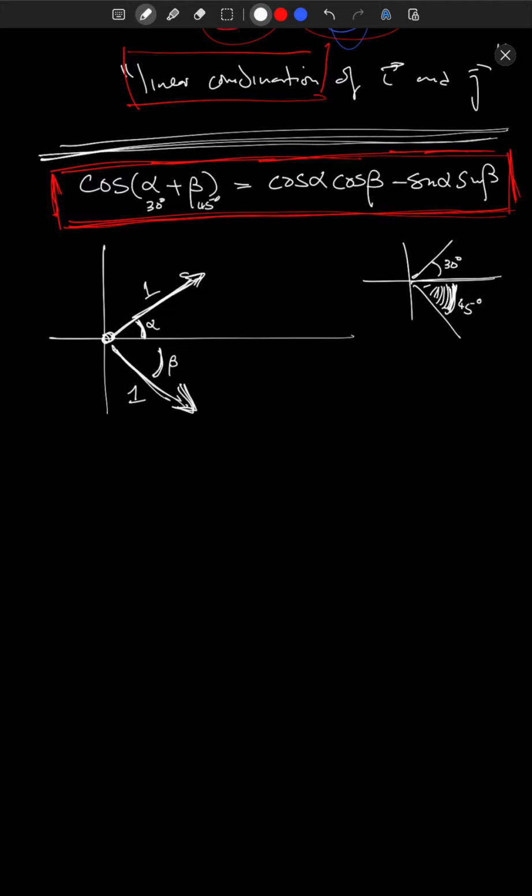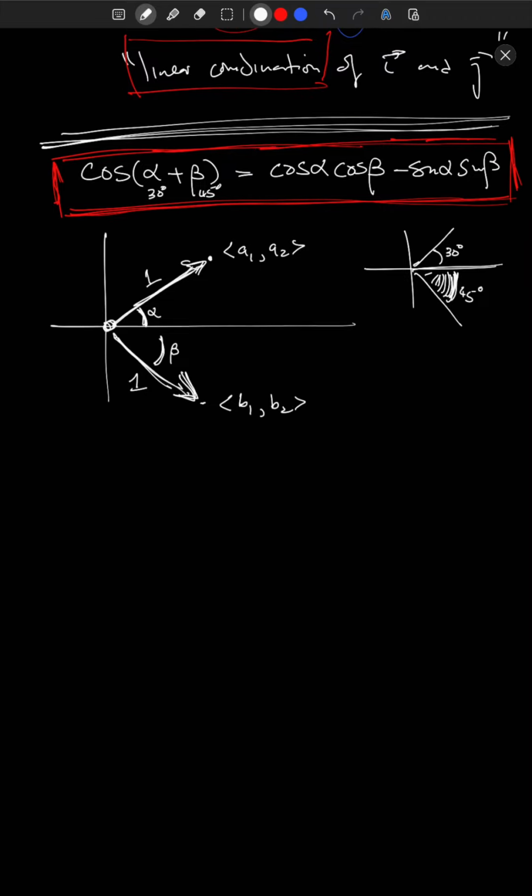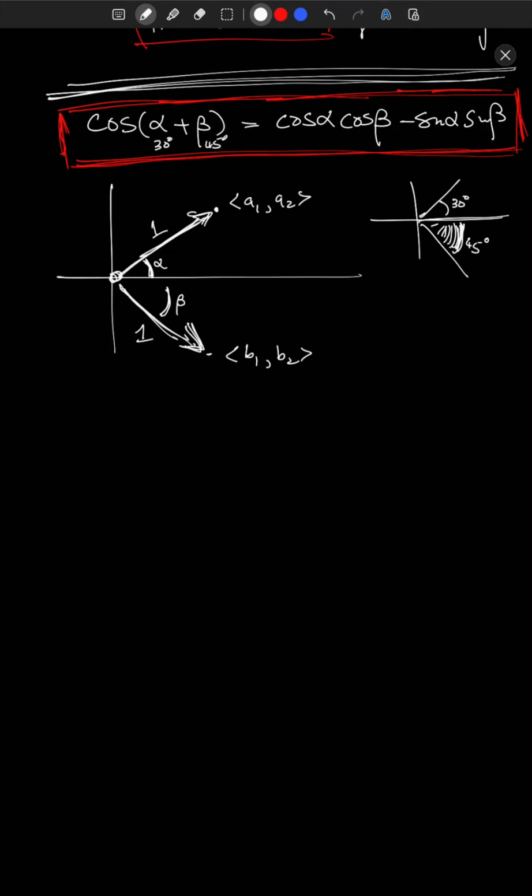In this setting, this vector has a head, and I'm going to call the coordinates of this head A1, A2, and I'm going to call this one here B1, B2. So the A's go with the alphas, the B's with the betas.